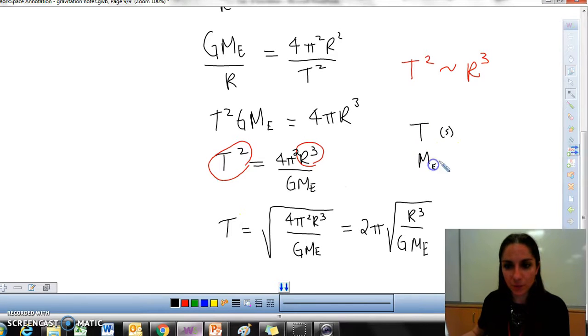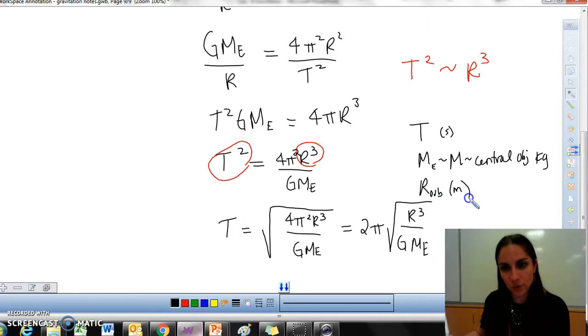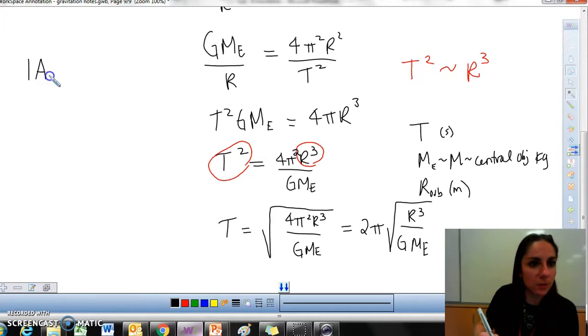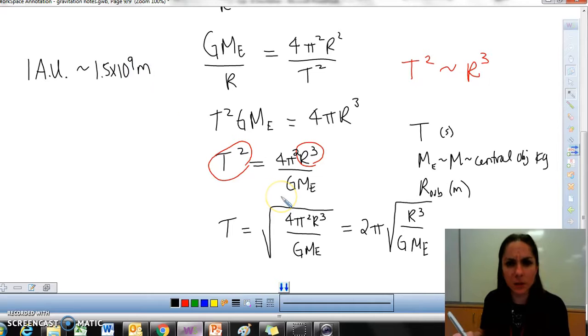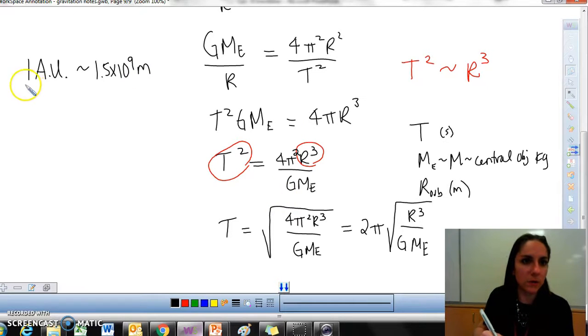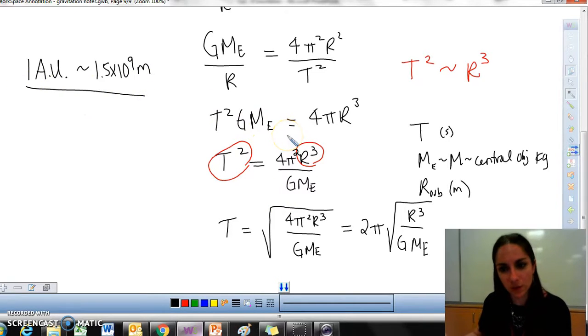I have it as Earth, but as a general case, this is the central object once again. So the central object's mass is measured in kilograms. R is our orbital radius, measured in meters. Once again, you're going to get different units like kilometers and astronomical units. One astronomical unit is roughly, please look this up because I'm going by memory, something like 10 to the 9th. But if you see it in AUs, you have to convert it.